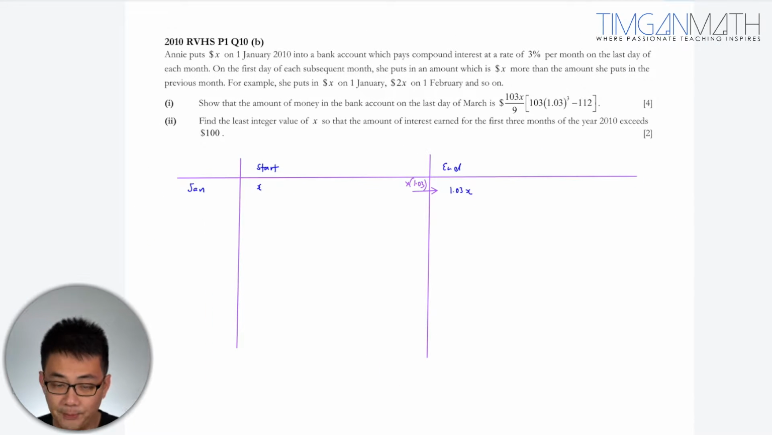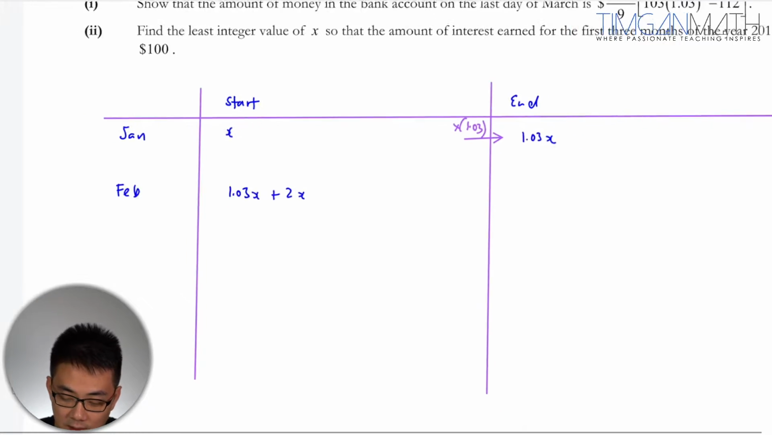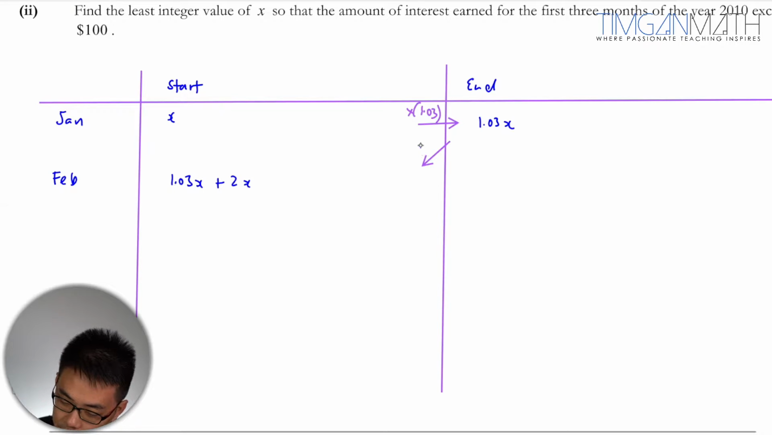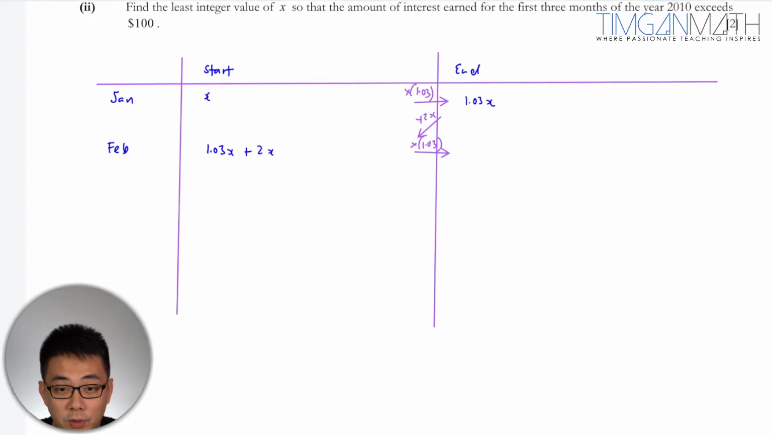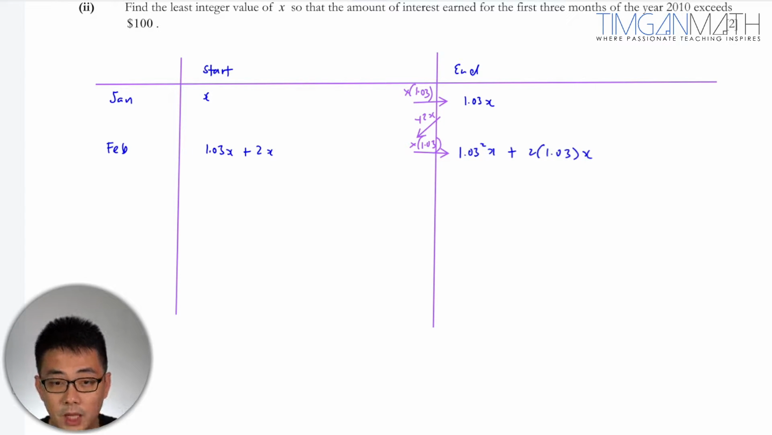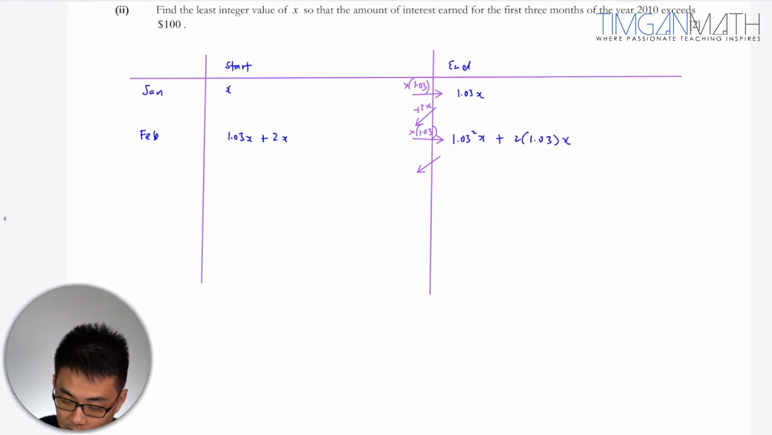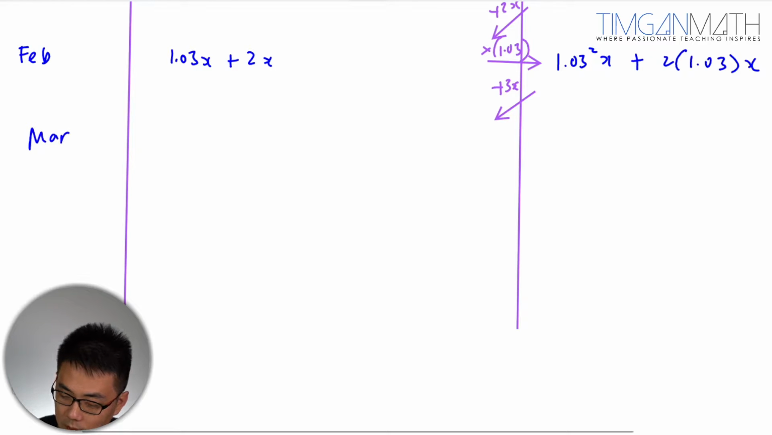This will give us 1.03x. The interesting thing is that she will put another 2x amount in. So in February, this would be 1.03x plus 2x instead of plus x. Same thing, when you cross this divide, just multiply by 1.03. Each term multiplied by 1.03 will be 1.03 squared x plus 2 times 1.03x. Then add 3x. So this is 1.03 squared x plus 2 times 1.03x plus 3x.